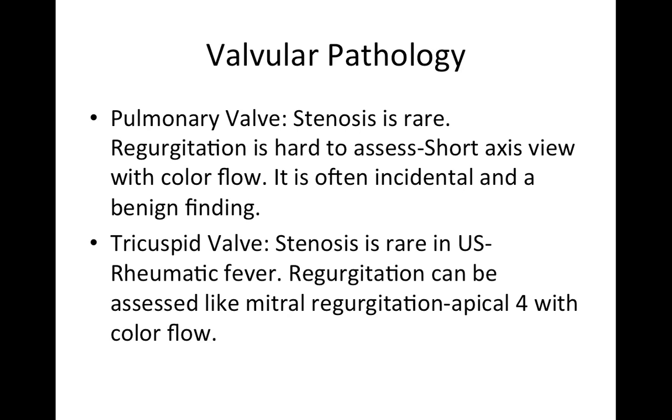But tricuspid regurgitation is a lot like mitral regurgitation. You can assess it with the apical 4-chamber view, and you just put color flow on it, and you watch for a regurgitant jet.